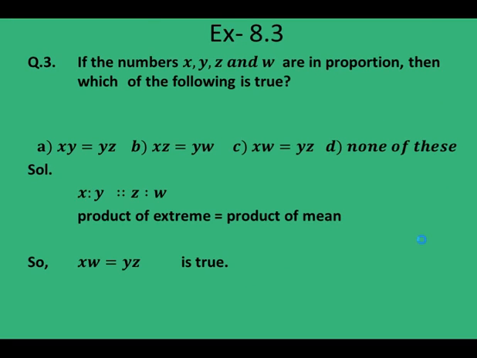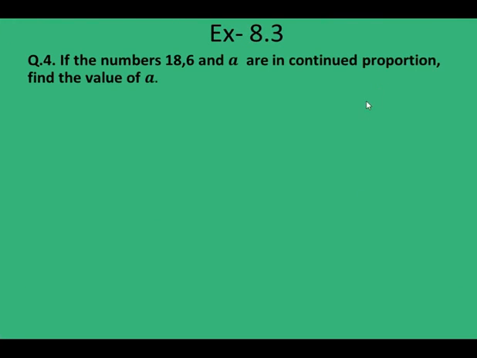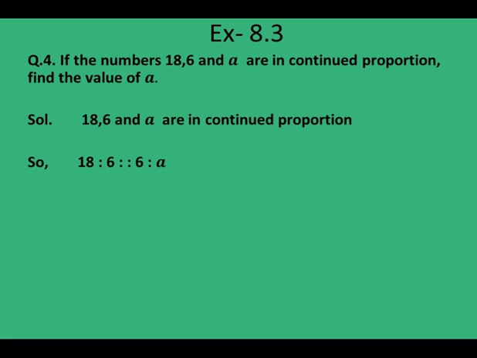Then we are having question number 4. If the numbers 18, 6 and A are in the continued proportion, find the value of A. So here what we need to do is, as the values are in continued proportion and we have to find the value of A. So 18, 6 and A are in continued proportion. So we can write them as 18 is to 6, proportion 6 is to A. As they are in continued proportion, so the second number will be used twice.